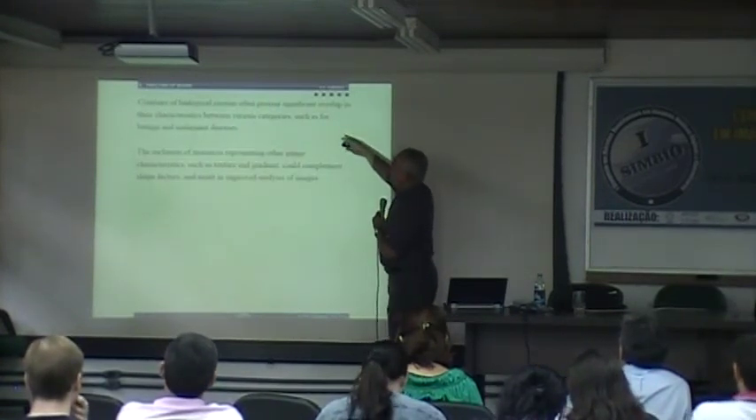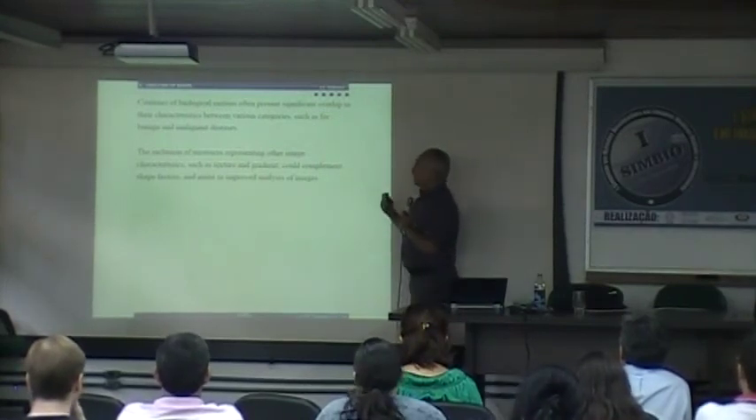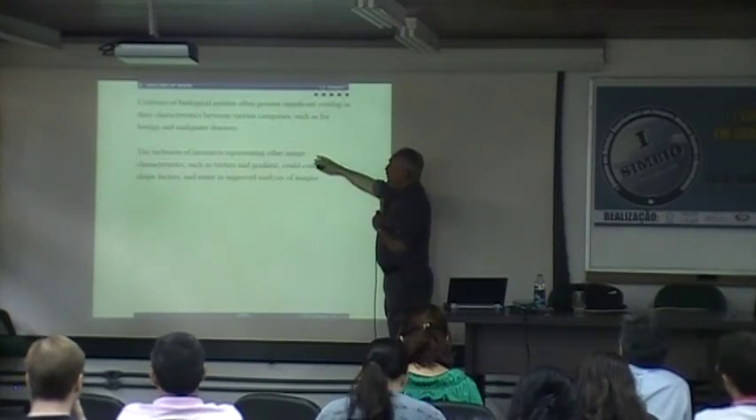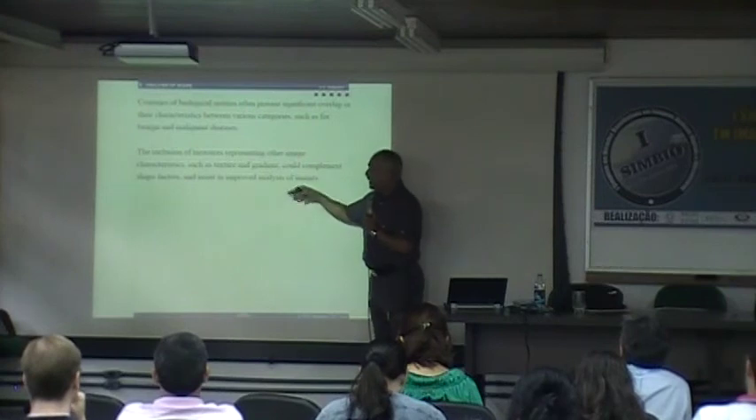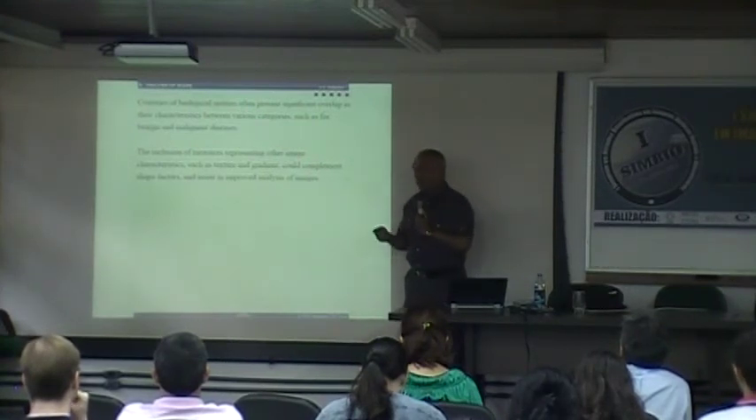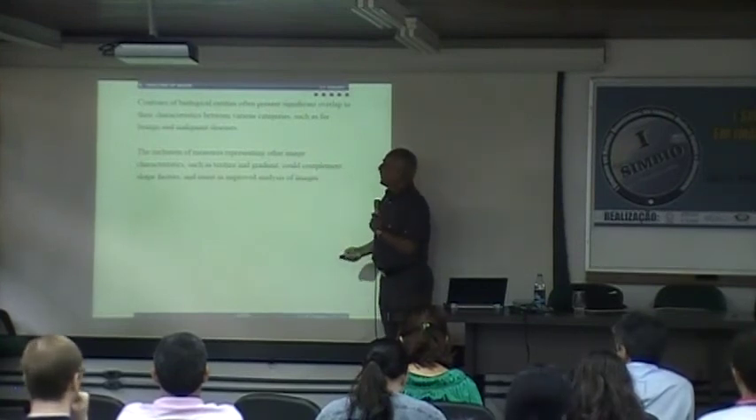And then perhaps the results will be better. This I mentioned, the contours of biological entities. There is significant overlap, subjective artifacts of various types I mentioned. The inclusion of measures representing other characteristics, texture, gradient, sharpness, can complement and perhaps improve the accuracy of classification, but that is the next chapter.